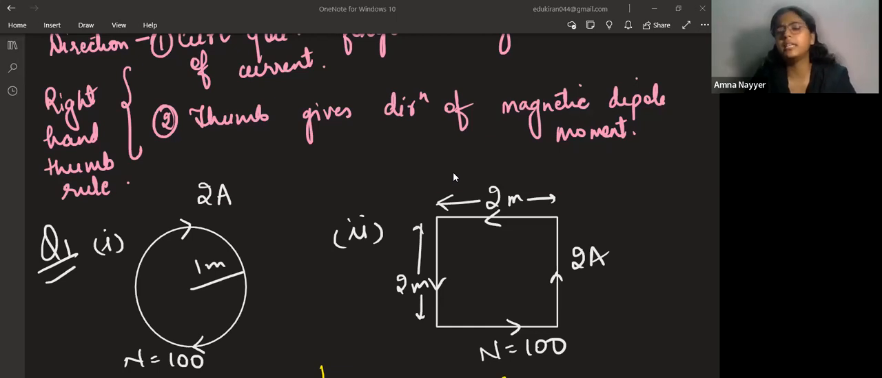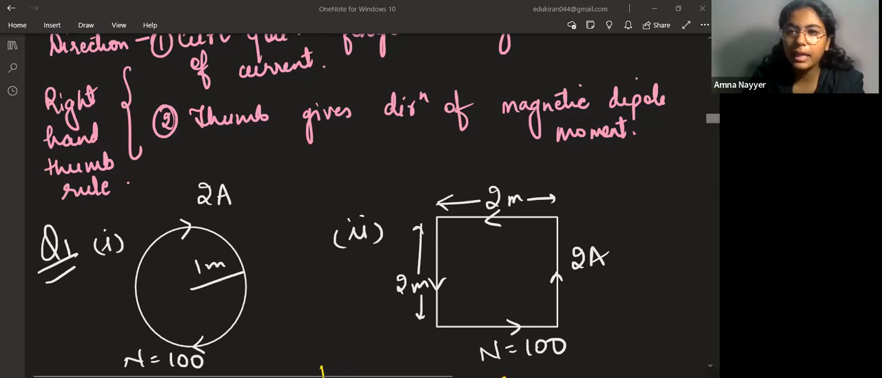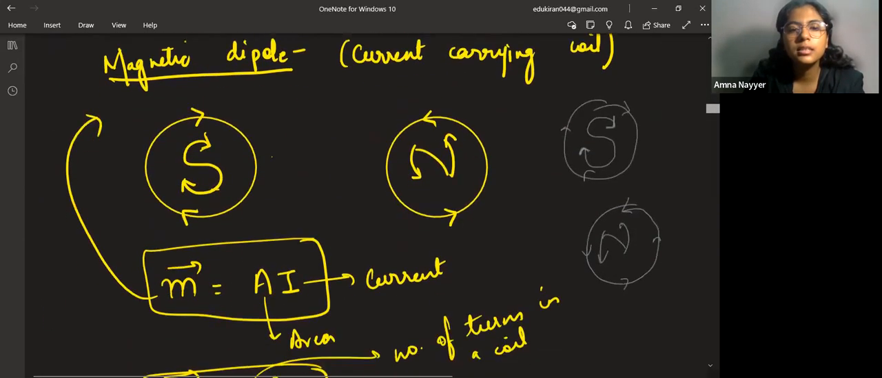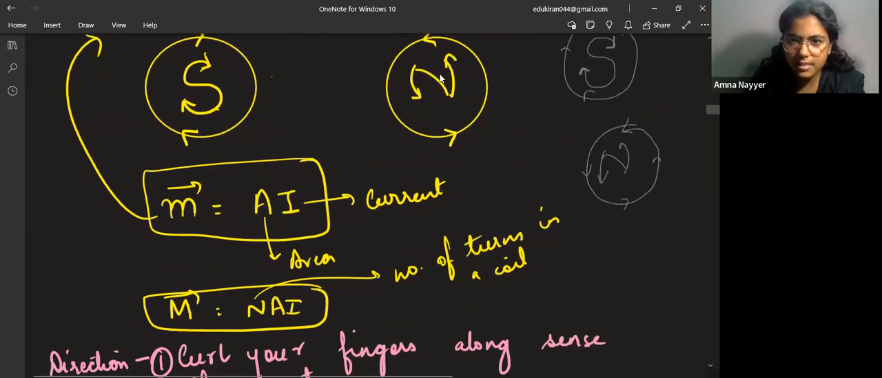This is how you see the direction, and the formula is very simple. If I have this square, I'll just multiply 2 into 2. That gives me the area. If I have a circle with a radius of 1 meter, I'll take out pi r square and I'll get the area. Just multiply area with the current, and if number of turns is given, multiply it with the number of turns. That's it. All right, so just make the heading magnetic dipole moment and write down this S, N, this part, and direction quickly.